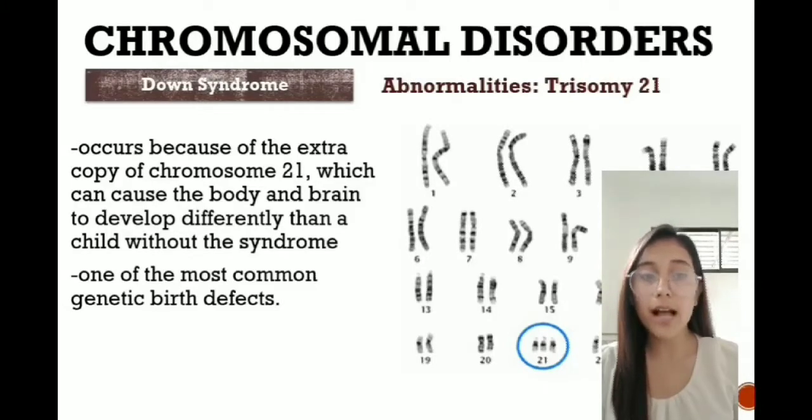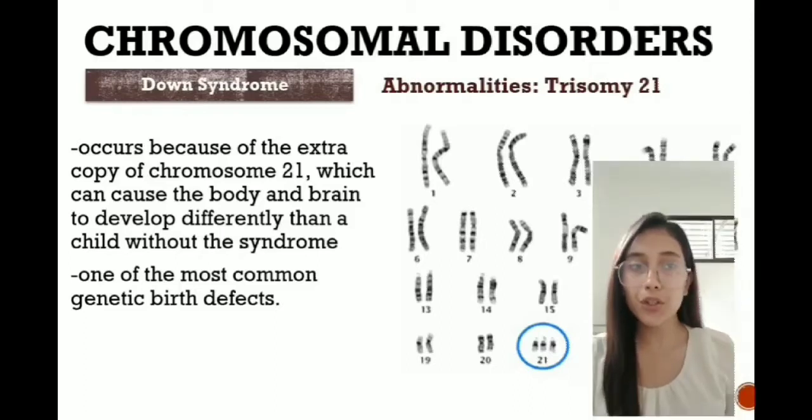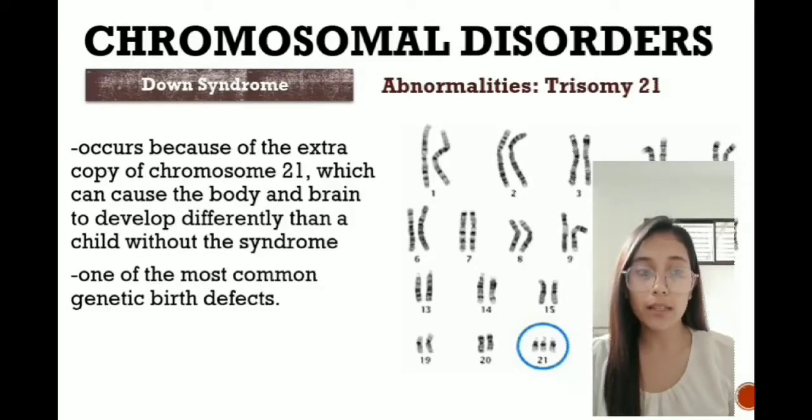One factor that increases the risk of having a baby with Down syndrome is the mother's age. Women who are 35 years old when they become pregnant are more likely to have a pregnancy affected by Down syndrome than women who become pregnant at a younger age. However, the majority of babies with Down syndrome are born to mothers less than 35 years old because there are many more births among younger women. That's why this syndrome is one of the most common genetic birth defects.